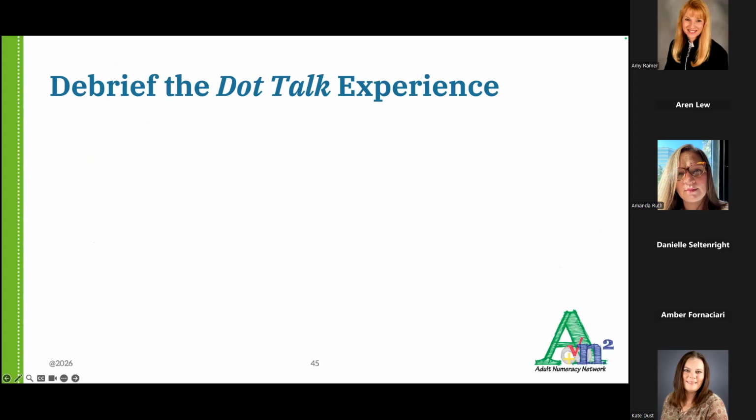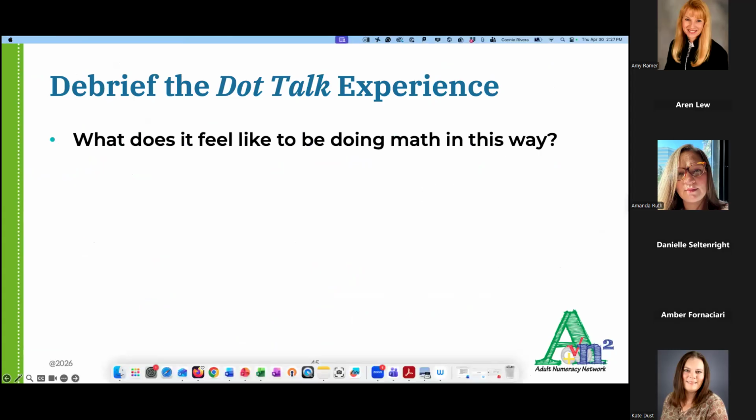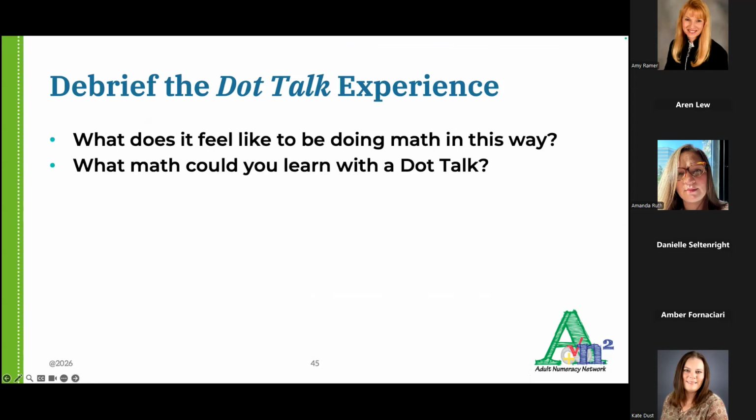So given what Connie was just showing us and summarized right there, back to that question: what does it feel like to be doing math this way? And what math are we looking at when we're doing things like this dot talk? You're welcome to come off mute or chat. We're a small group today. What does it feel like to be doing math in the way that we just did? And what could we learn about the math in the dot talk?